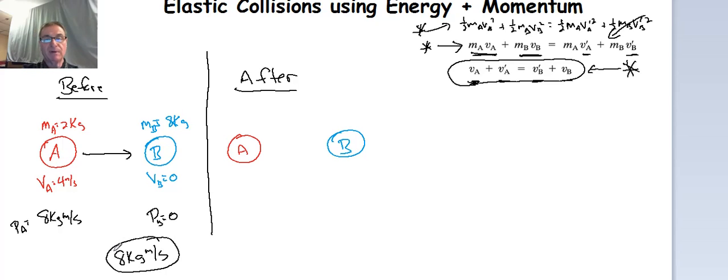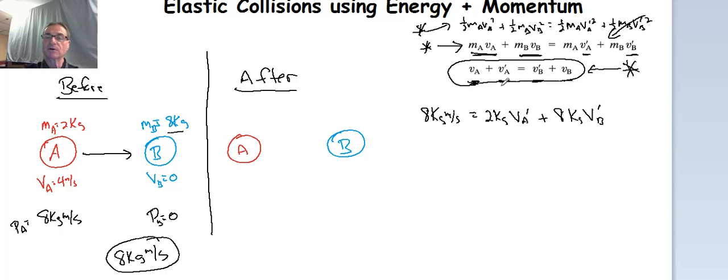So now what's going to happen after they collide? Well, let's take a look at equation 1 first. Ma Va prime plus Mb Vb prime is 8 kilogram meters per second. And that's going to be 2 kilograms times Va prime plus 8 kilograms times Vb prime. So we have one equation, we have two unknowns. So we need to do something.